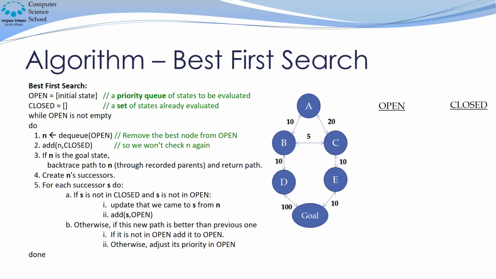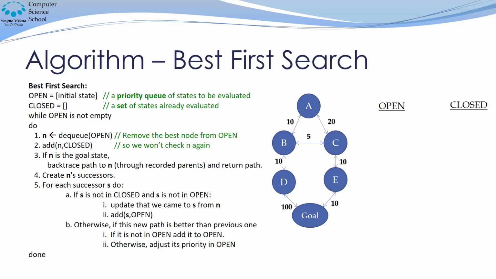The algorithm that was used to solve the maze is the best first search algorithm. We use a priority queue and a set of nodes. For each iteration, we remove the best node from the priority queue, put it inside the set, and check if we are in the goal position. If not, we create n's successors. If the successor s is not in the closed list and not in the priority queue, we update that we came to s from n and add s to the priority queue.